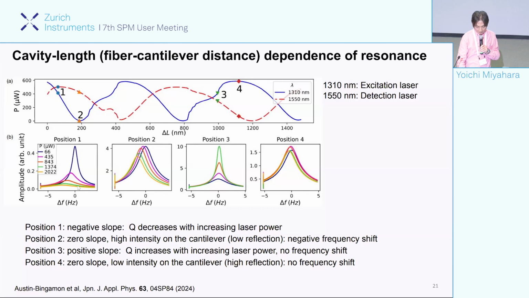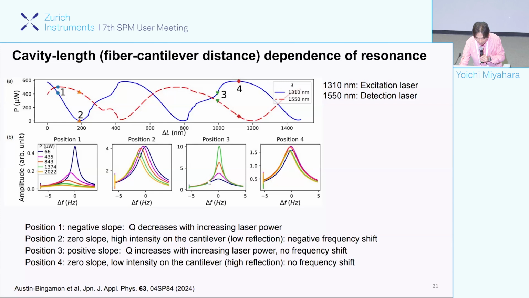So at position 1 here, as you increase the optical power from 66 microwatt to 2022 microwatt, the Q factor actually goes down a lot, and the resonance frequency goes down just a little bit, a few hertz. At position 2, the Q factor remains almost the same, as expected, because the slope is almost 0 here. But the resonance frequency shifted almost as much as at position 1, which is kind of strange. And at position 3, now the opposite happens.